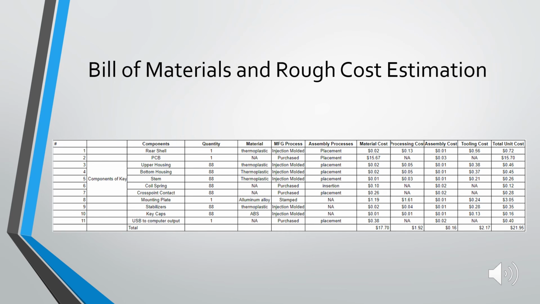We have the mounting plate, which is the top portion of the keyboard that faces the user. Stabilizers, which keep the keycaps in place. Keycaps themselves, which have the text on the top. And then we have the USB to computer output, which is what communicates between the computer monitor and the keyboard.